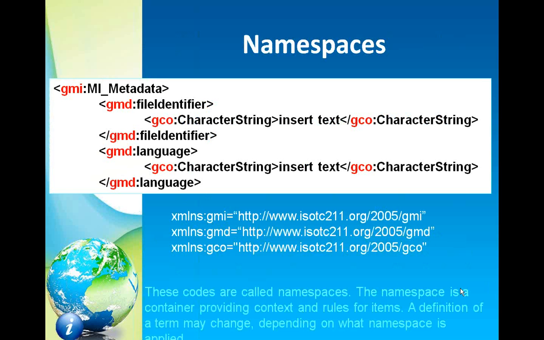All right, namespaces. Again, we talked a little bit about this, about how you may notice in the XML that the element names have a 3-letter code followed by a colon. Those are the namespaces. An example, GCO, and then character string. These codes are called namespaces, and the namespace is a container providing context and rules for items. A definition of a term may change depending on what namespace is applied.